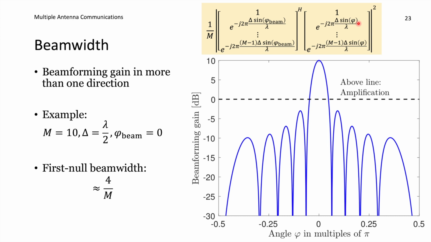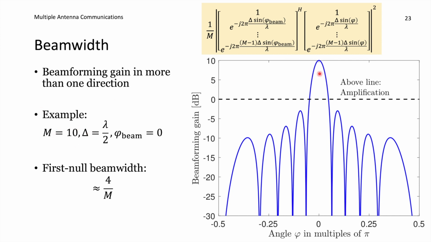So let us change it from minus pi over 2 to plus pi over 2. And we are here omitting the pi. So here we are showing the angle from minus 1 over 2 to plus 1 over 2 in multiples of pi. In this example, we have 10 antennas at the transmitter, we have half a wavelength spacing, and we are beamforming in the angular direction 0. And that's what we see here, that if the receiver is in that particular direction, we get the beamforming gain of 10, which is matching the number of antennas that we have.